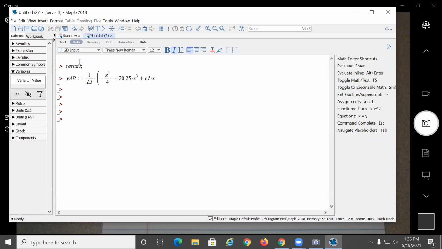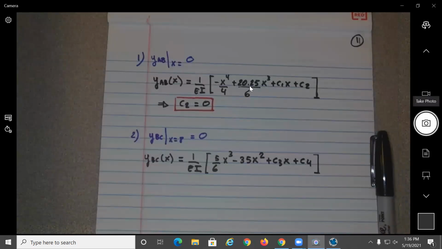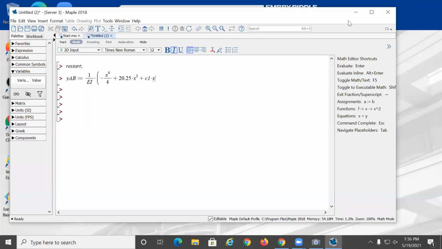20.25 divided by 6. Maybe I copied wrong the first time here. I think you're right. It's 20.25 divided by 6. So let me change here on the camera. So it's 20.25 divided by 6 plus C1x plus C2. All right, let's go back to this one. I forgot here the divided by 6 plus C1x plus C2. And that should be the parentheses.